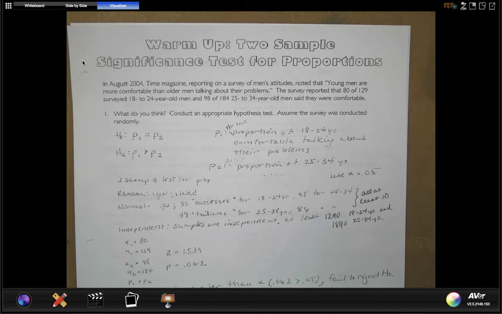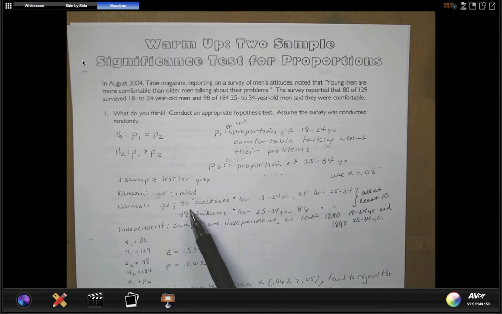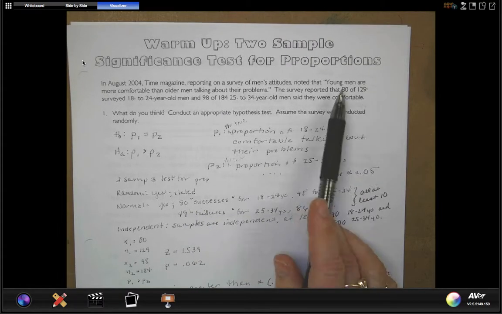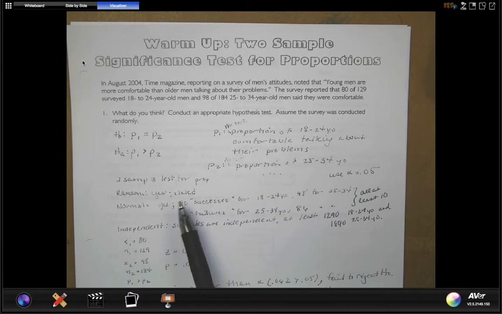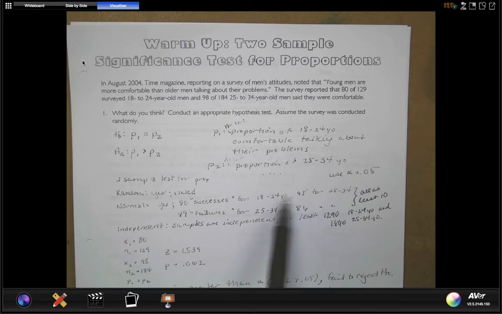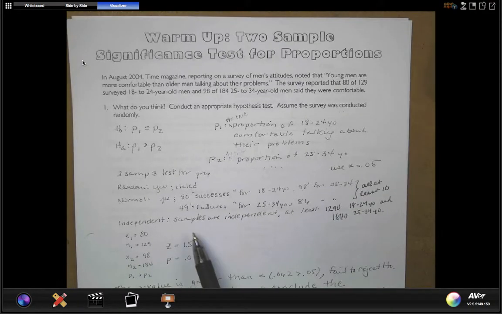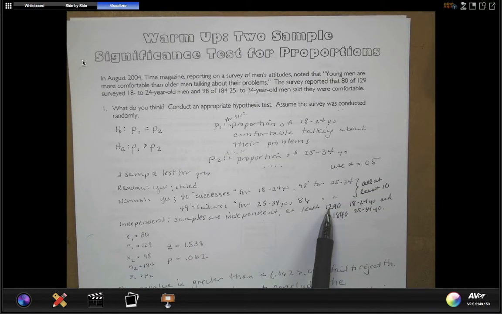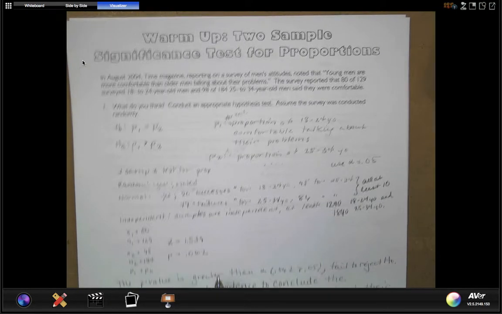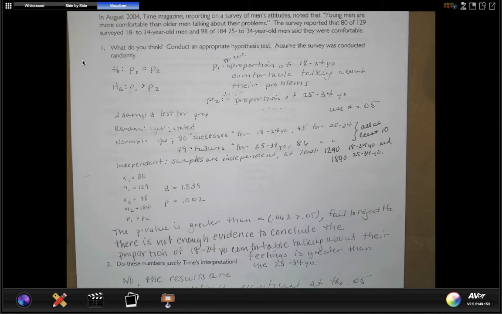If you notice here, I wrote the normal check out a little bit differently. I just wrote the numbers that they kind of gave me up there. So the 80 successes for this age group, 98 for this age group, 49, 86. You can do it this way as well, it's just an alternative. So all are at least 10. Samples are independent. There's at least that in each of those groups right there. Those are my inputs to the calculator.